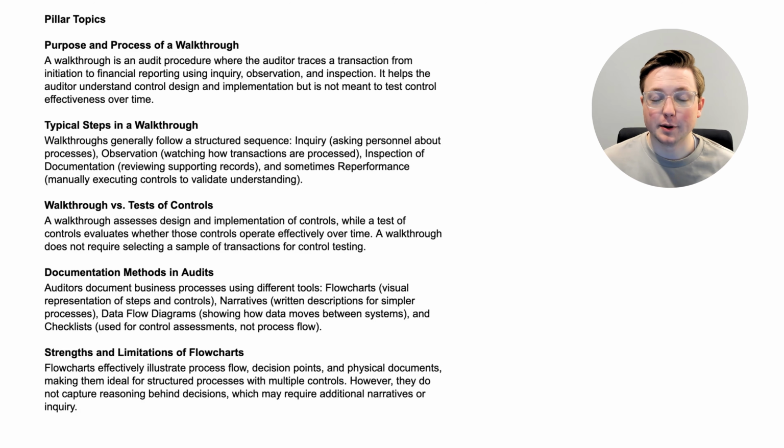Okay, here we are at the pillar topics. Let's just dive straight in. Purpose and process of a walkthrough, that's what we're talking about first. A walkthrough is an audit procedure where the auditor traces a transaction from initiation to financial reporting using inquiry, observation, and inspection. It helps the auditor understand control design and implementation, but is not meant to test control effectiveness over time. Now let's go through the typical steps in a walkthrough.